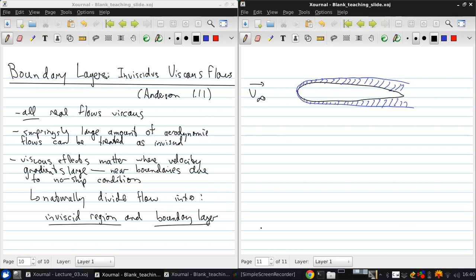Now we'll discuss viscous effects and boundary layers as needed throughout the course, but as I alluded to here, our primary interest is how they affect the main inviscid flow outside of the boundary layer. We're mainly interested in how boundary layers affect the inviscid flow.